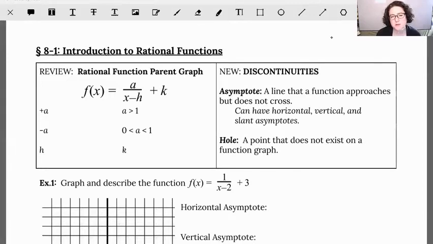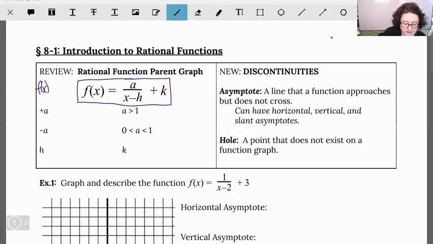So the original function that we looked at when we were looking at parent functions, very first unit of the year, looks like this guy. So any rational number, again, is basically something we can write as a fraction. So this basic parent function, with no modifiers whatsoever, would look like f of x equals 1 over x. And then we can use the same variables as we have with previous functions to talk about our different transformations. So you'll notice we have an h, a k, and an a in there.